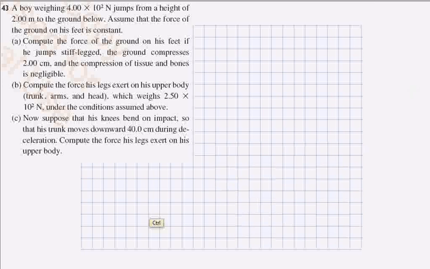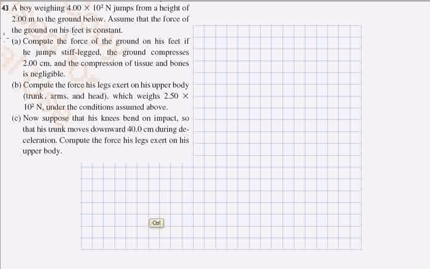Problem 443. A boy weighing 400 newtons jumps from a height of 2 meters to the ground below. Assume that the force of the ground on his feet is constant. A. Compute the force of the ground on his feet if he jumps stiff-legged. The ground compresses 2 centimeters and the compression of tissue and bone is negligible.